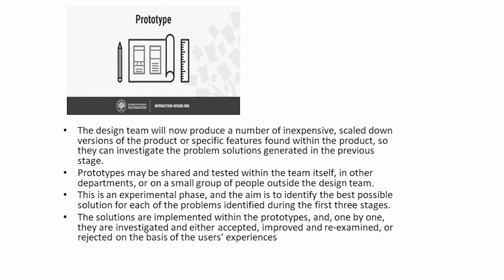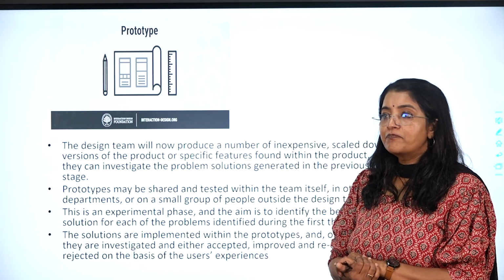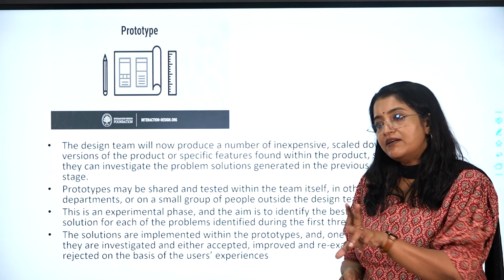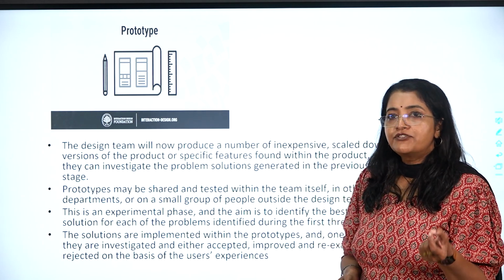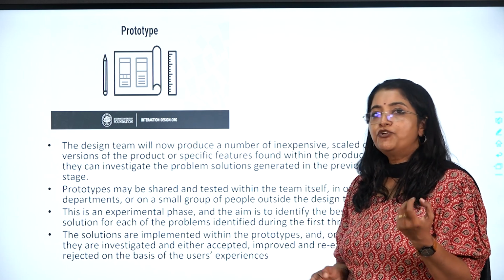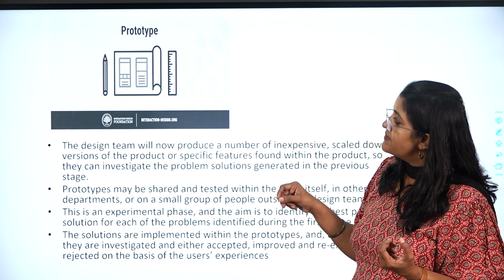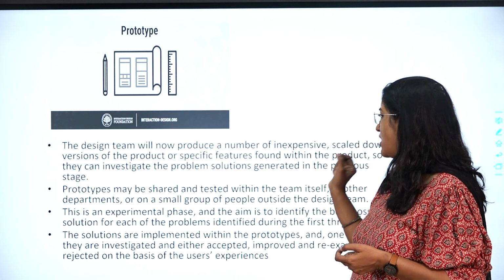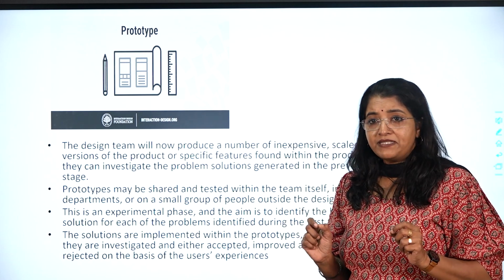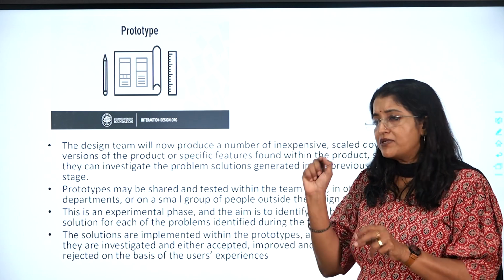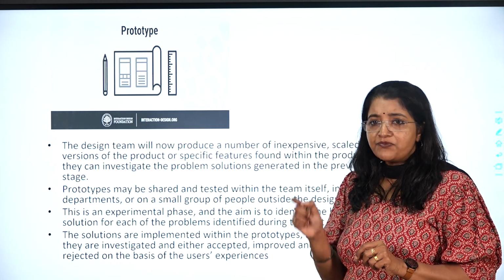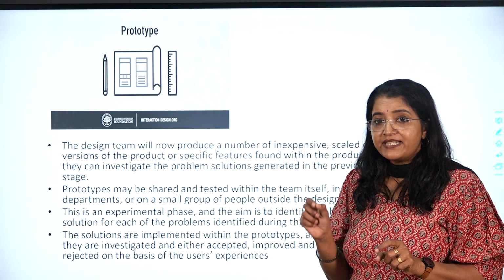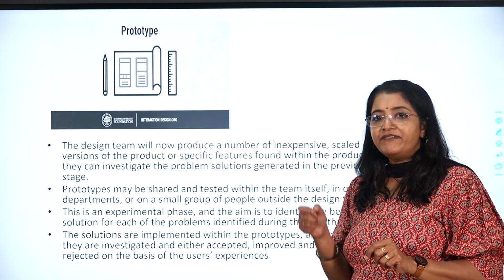Now once you have identified that big idea, after you evaluate your ideas, you select the one which is more practical, or which matches the suitability to the problem that you want to solve. The step which comes up is known as prototyping. The design team will now produce a number of inexpensive scaled down versions of the product, known as a minimum viable product, or specific features found with the product, so that they can investigate the problem solutions generated in the previous stage.